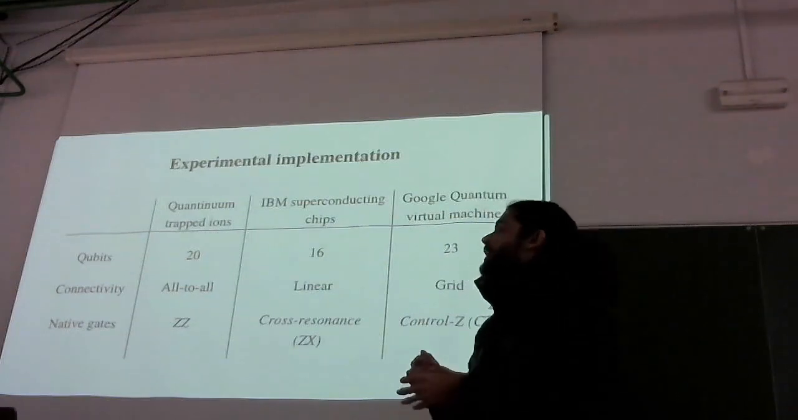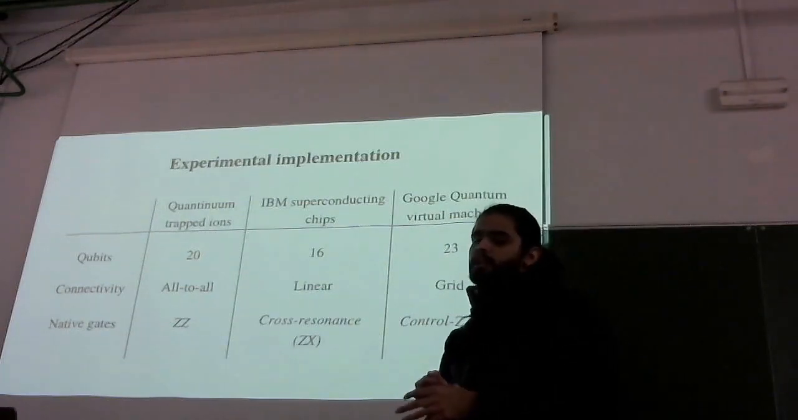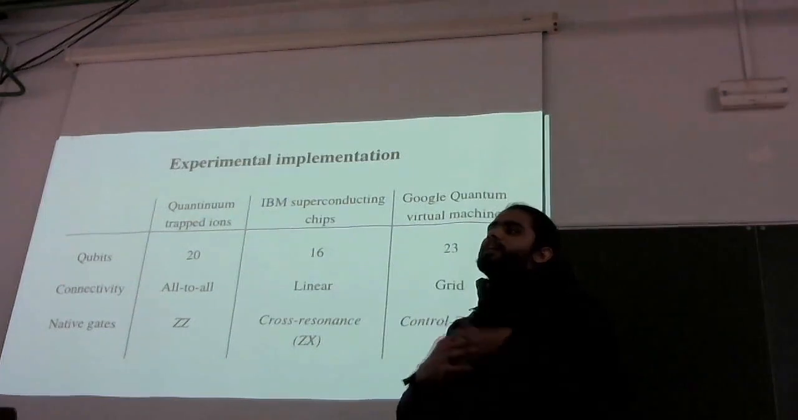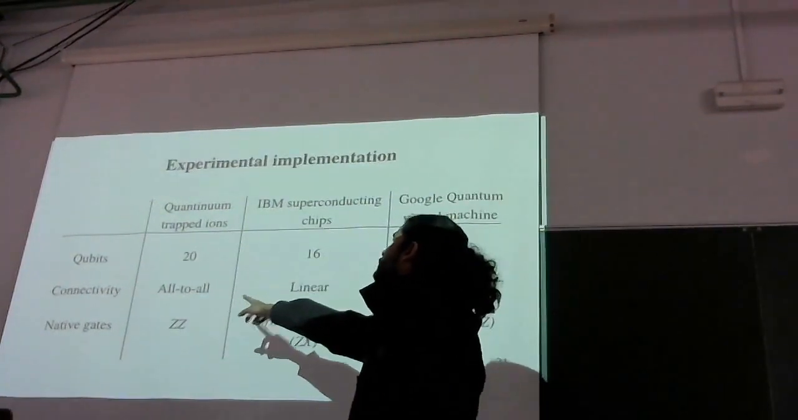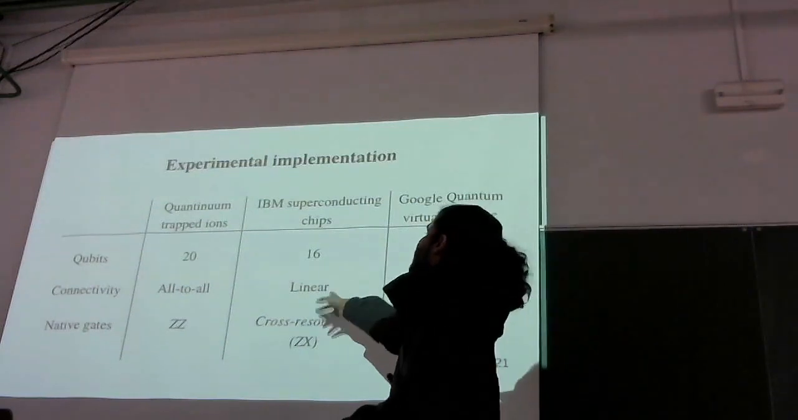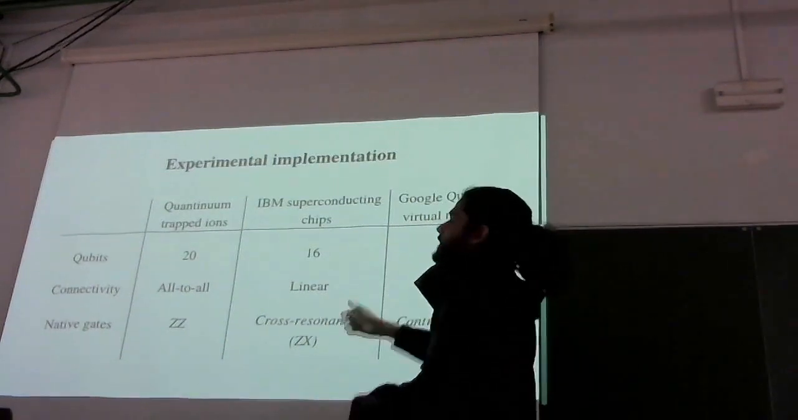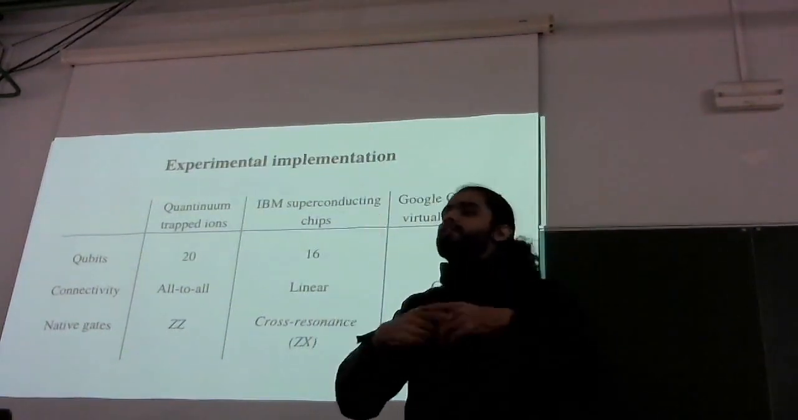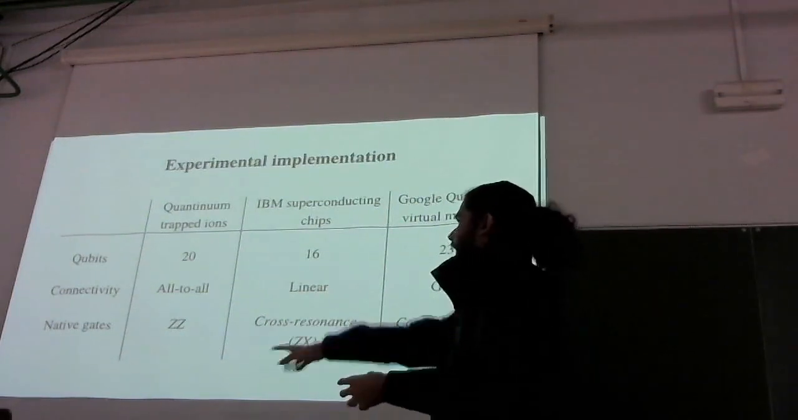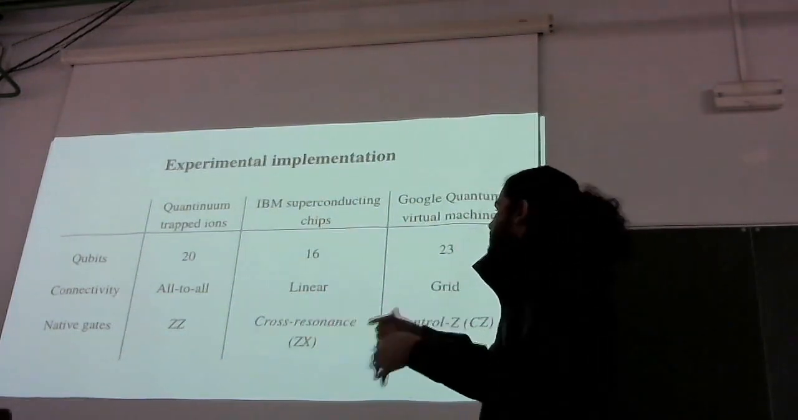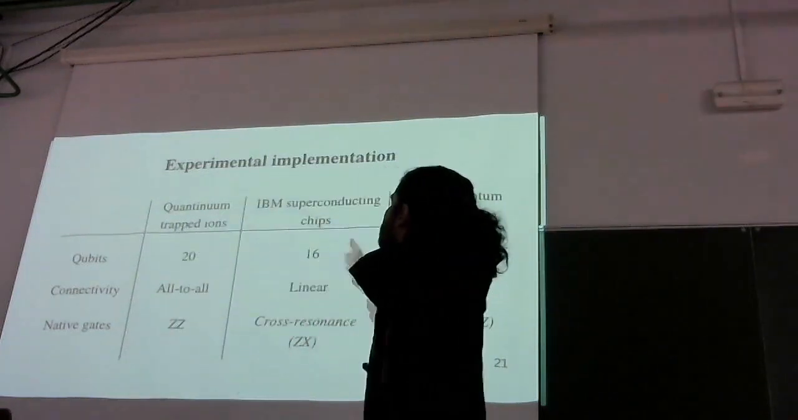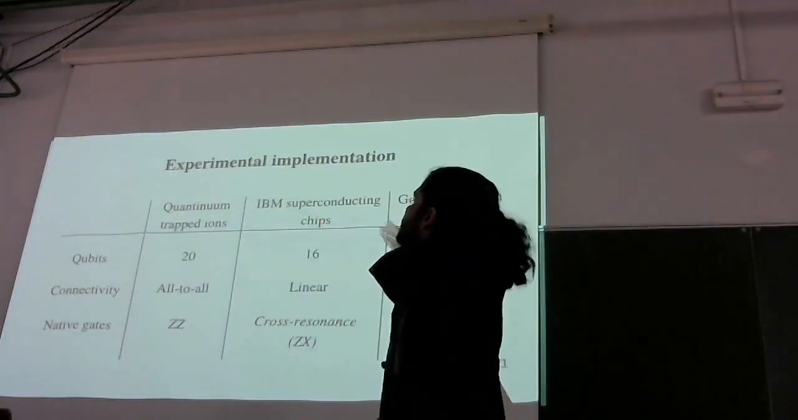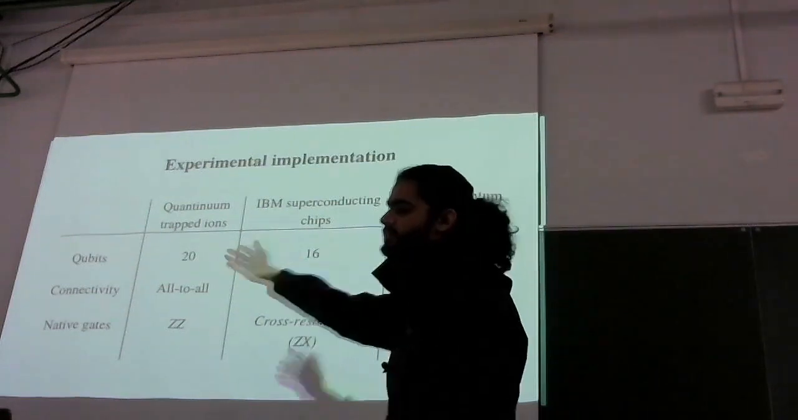And why I did it? Because I wanted to study how the algorithm performs under different connectivity and different native gates, right? So the connectivity for Quantinuum trapped ions is all-to-all. IBM superconducting chip is linear, and then for Google, it's a grid, so it's like a 3x3 grid, for example, right? And these are the native gates, which is fine. And the devices are 20 qubit system, 16 qubit, and then 23. This is the hardware details.